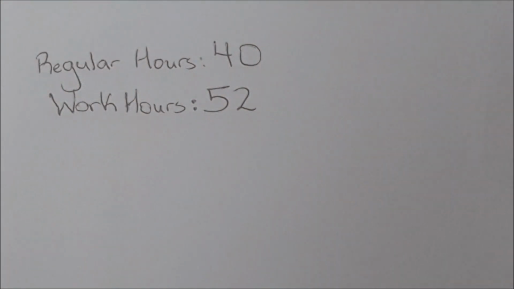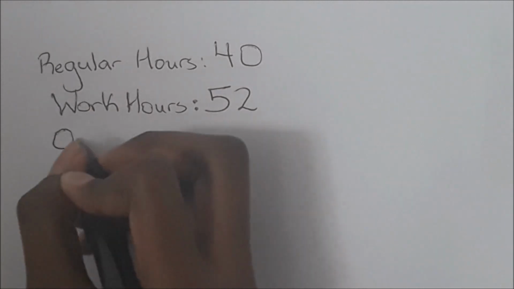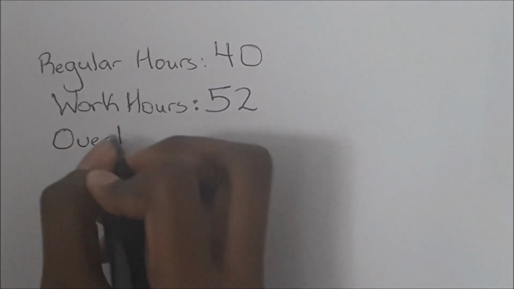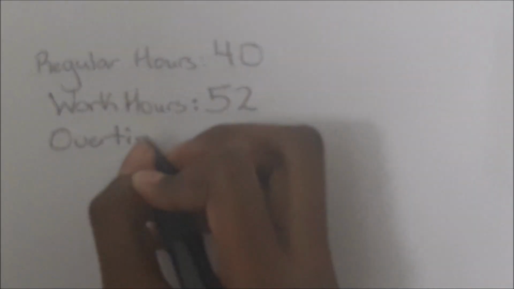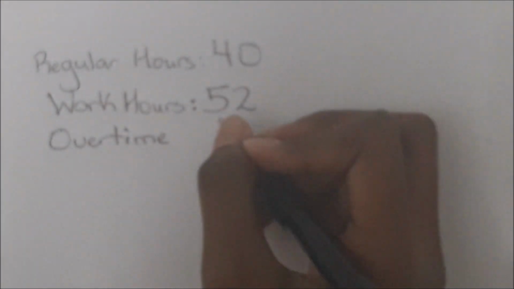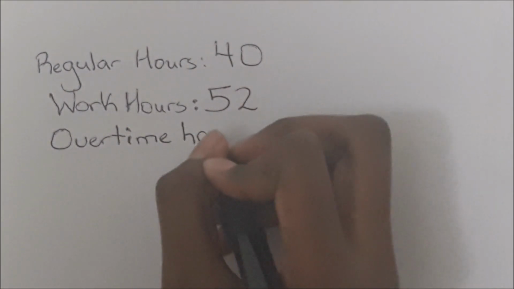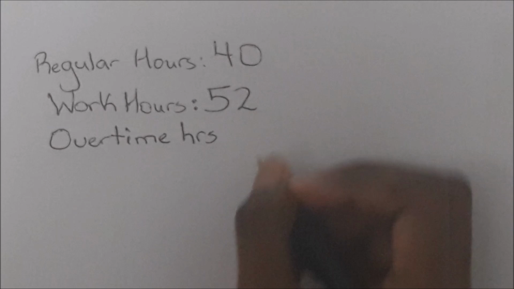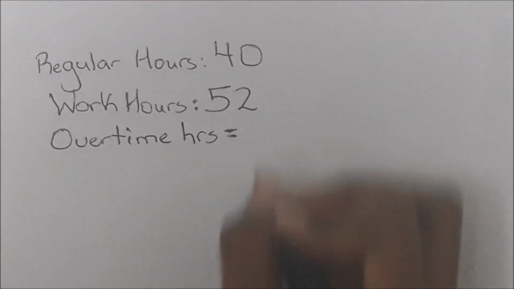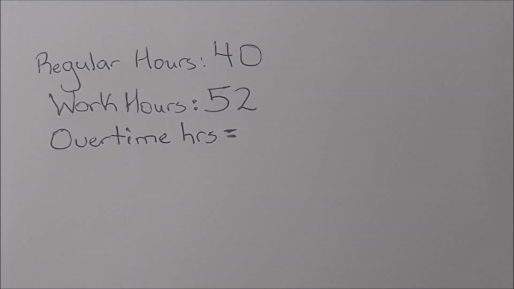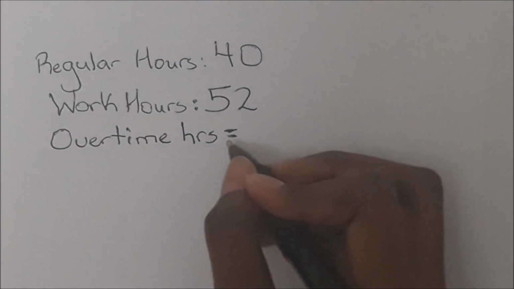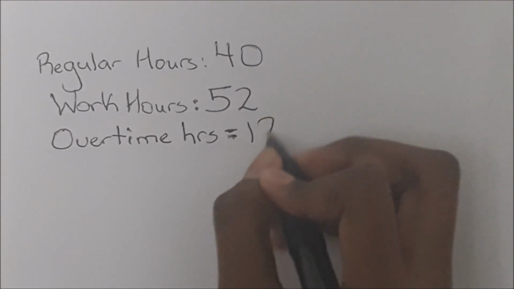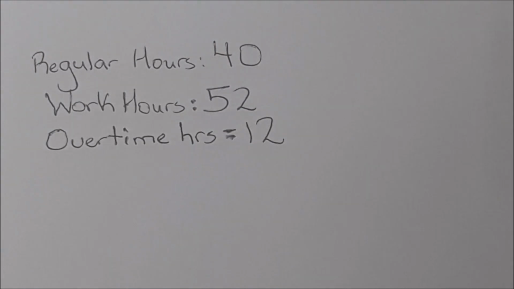Under that put overtime. Just put overtime. And put small letters for hours. Overtime hours equals. Give me a number for overtime hours. How many hours did she work overtime? 12. Why? Because 52 minus 40 is 12. So her overtime hours is 12 hours. Put hours at the bottom.